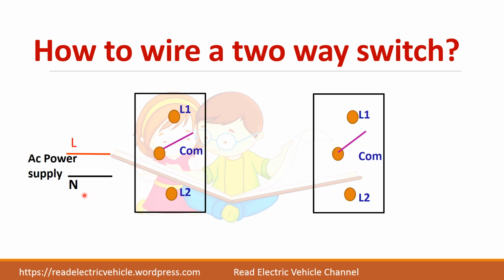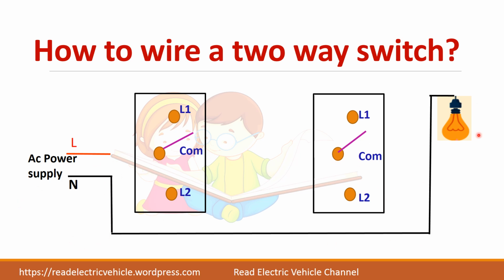Take two switches. For example, one will be outside the room and another one inside the room, or both can be inside the room but at two different positions. And take the lamp. Now we are going to control this lamp using these two switches. Always the neutral will be directly connected. So you can connect the neutral, and in the line you have to connect the two switches.